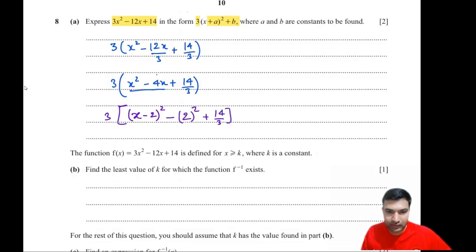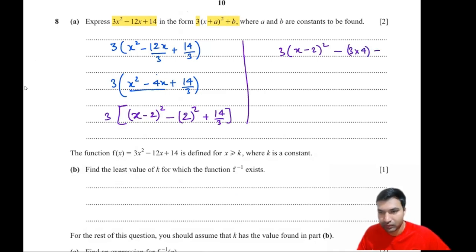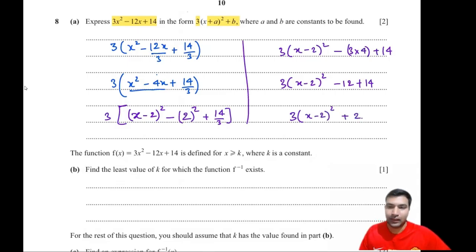So now you just take this 3 inside. You get 3 times x minus 2 whole squared minus 3 times 4 plus 14. 14 over 3 times 3 is 14 itself. So you finally get 3 times x minus 2 whole squared minus 12 plus 14, and that turns out to be 3 times x minus 2 whole squared plus 2. So that is your final answer.